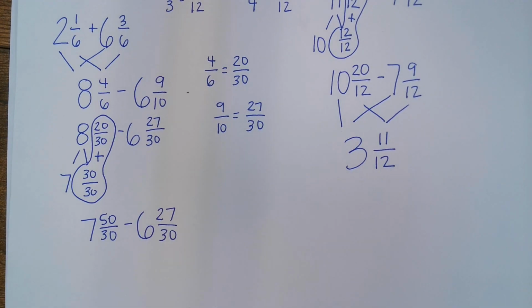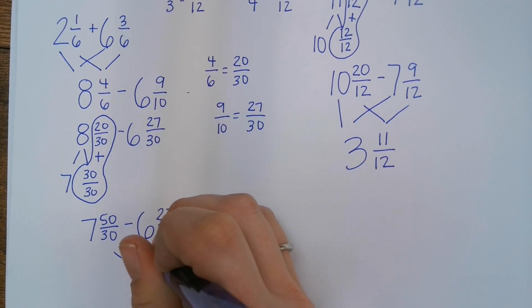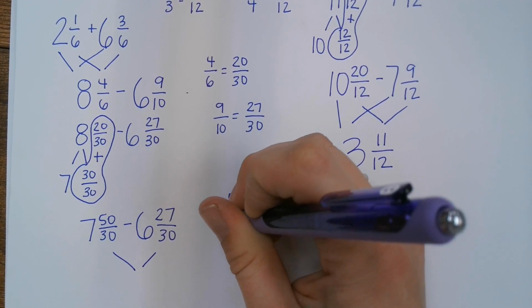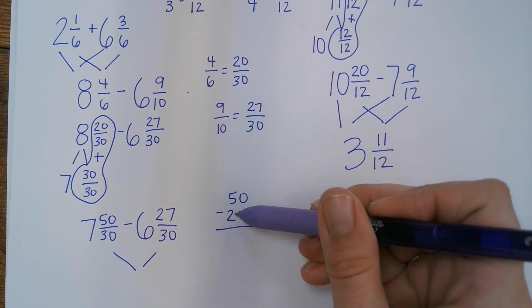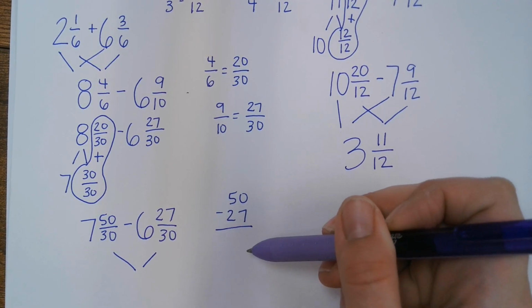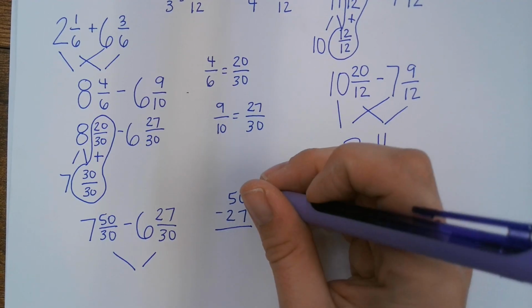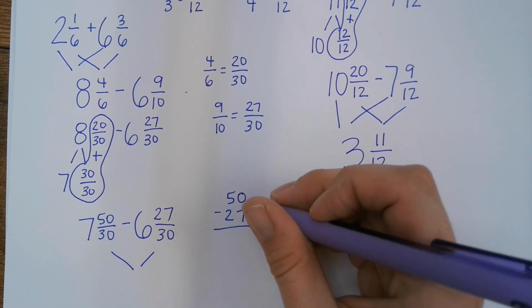You can't see that, sorry. So now I'm ready to subtract. Fractions first. 50 minus 27. We have a lot of students still wanting to say 0 minus 7 is 7. So please reinforce, help us with reminding them that we cannot do that.